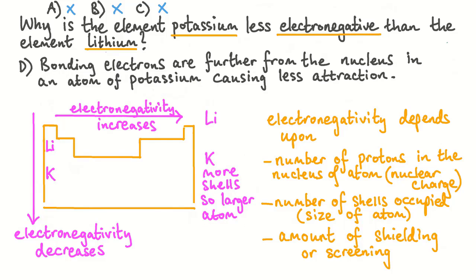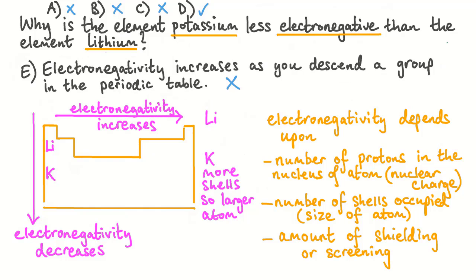Statement D suggests that the bonding electrons are further from the nucleus in an atom of potassium. This is a true statement so far as a potassium atom having more shells occupied is a larger atom. Since the valence electrons are further from the nucleus, there'll be less attraction for them too. This will indeed reduce the electronegativity of the atom, and it does form part of an explanation. Statement D could be the correct answer.